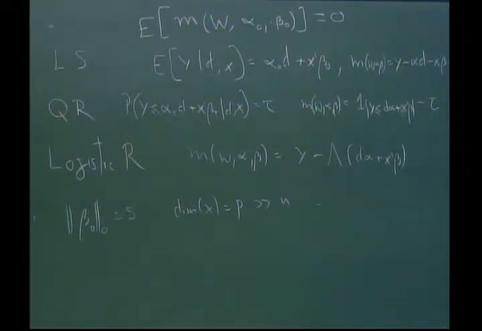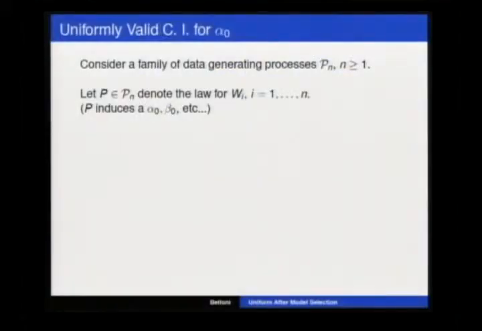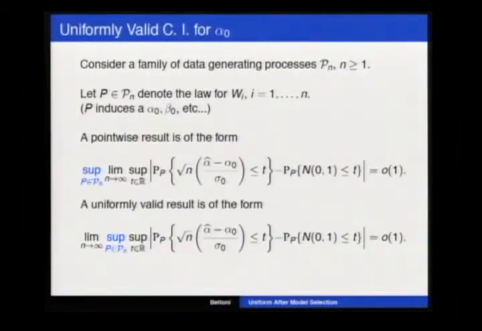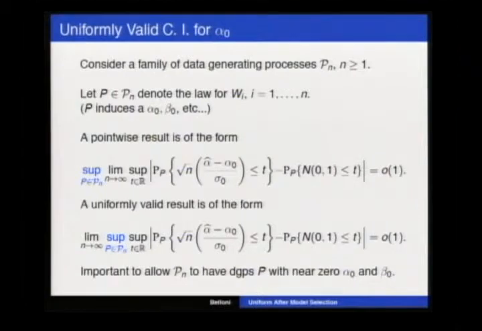And as I said before, we focus on deriving procedures that are uniformly valid. Essentially, I'm using asymptotic normality statements, but I'm taking the supremum over the data generating process inside my limit. So this should hold for a large class of data generating processes. In particular, it's important to allow for data generating processes in which my vector beta naught is near 0, because that's where model selection mistakes should happen. So that's where we're going to be able to achieve robustness.